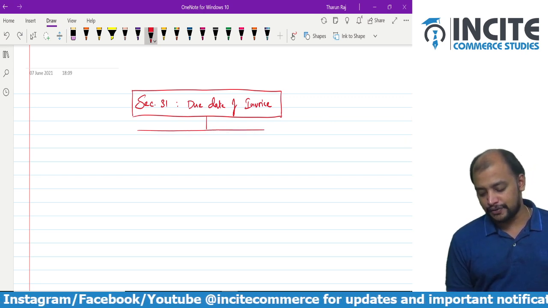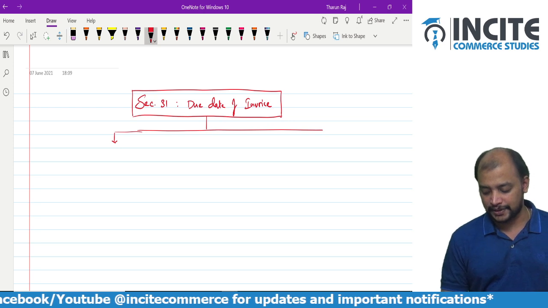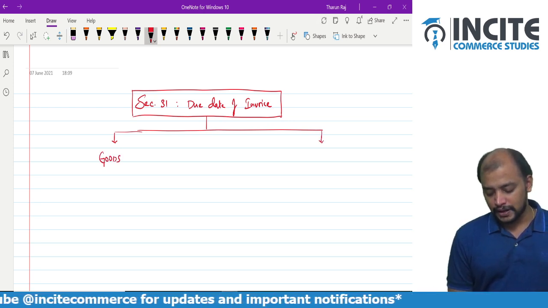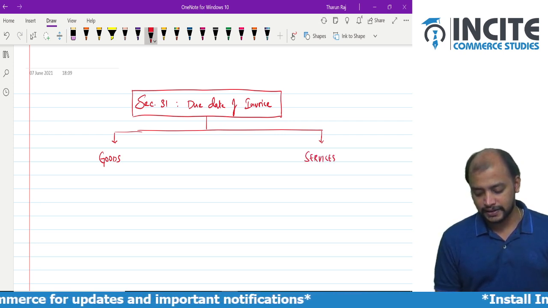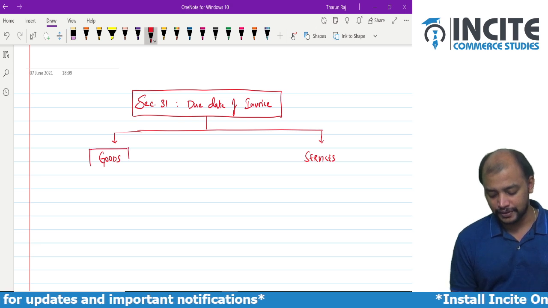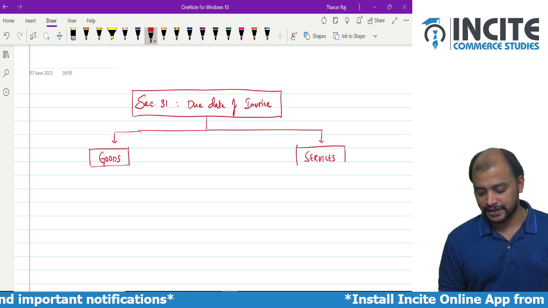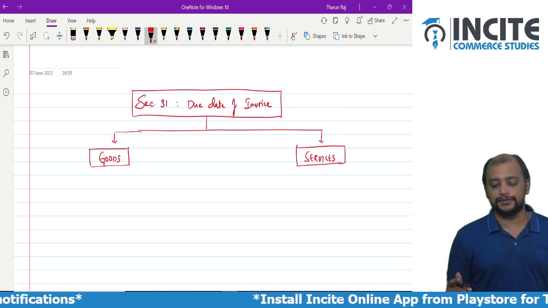So in case of goods, what will be taken? And in case of services, what will be taken? In case of goods and in case of services. So what will be taken as the due date of invoice in case of goods?